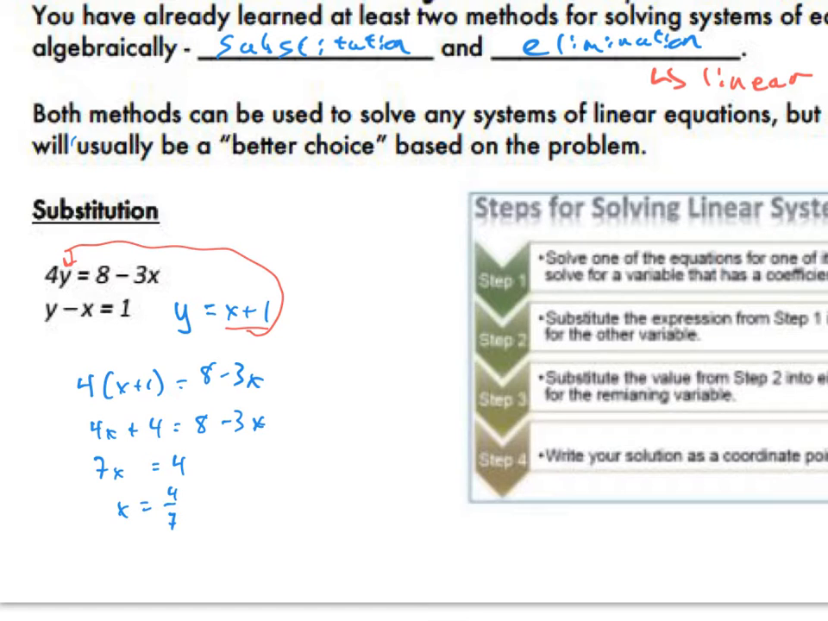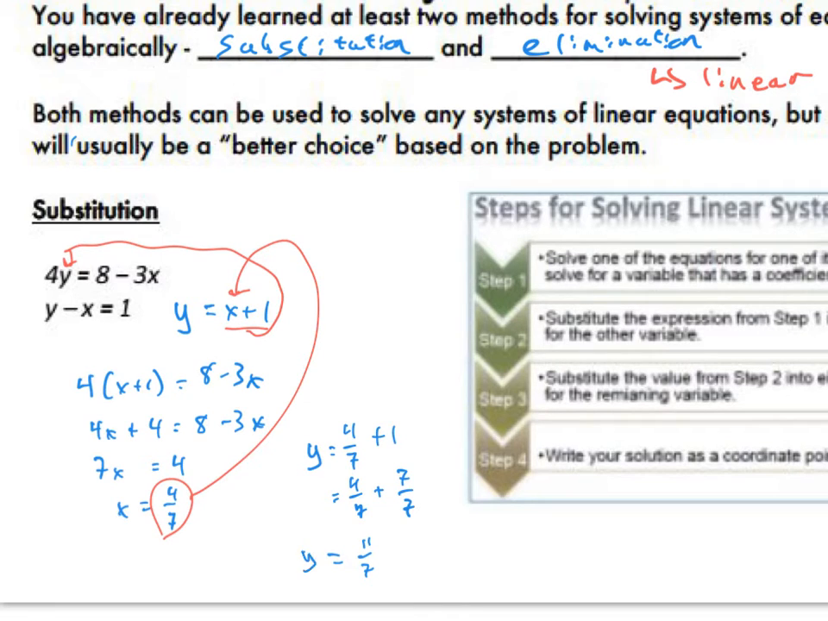Okay, so now what I do to find the other part of this, because every solution has an x and a y, is put that in here. And honestly, this looks like a football play that Mr. Carlson drew up. 4 over 7 plus 1. Let's change that 1 to 7 over 7 to make the addition easier. And 11 over 7 is your y value. So the solution to this system is 4 over 7 for x and 11 over 7 for y.